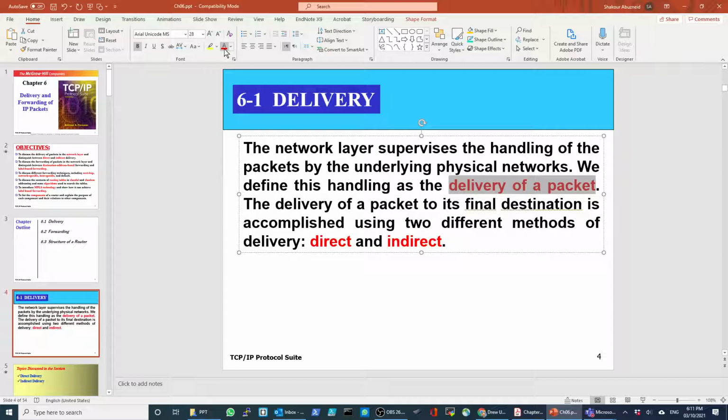This delivery of the packet is to the final destination. So we don't care about delivering it to the next hop and next hop. The goal is to go to the final destination. It might go through one router, or multiple routers, 2, 3, up to 15 routers until it gets to the destination. For that, there are two different methods of delivery, which are direct and indirect delivery, as we'll see.